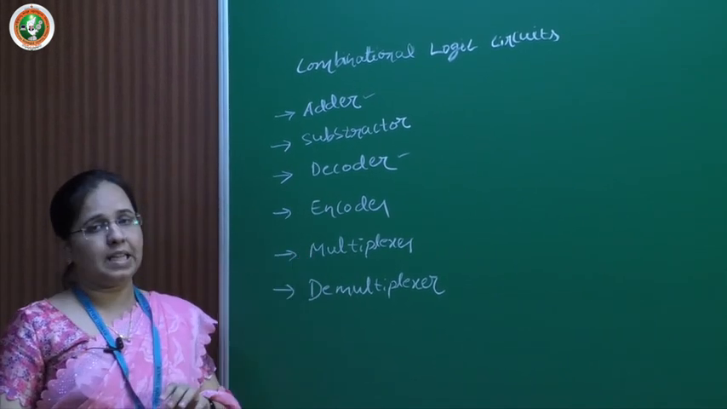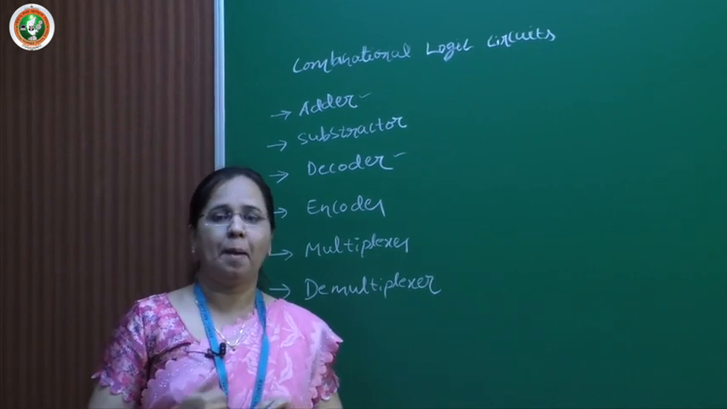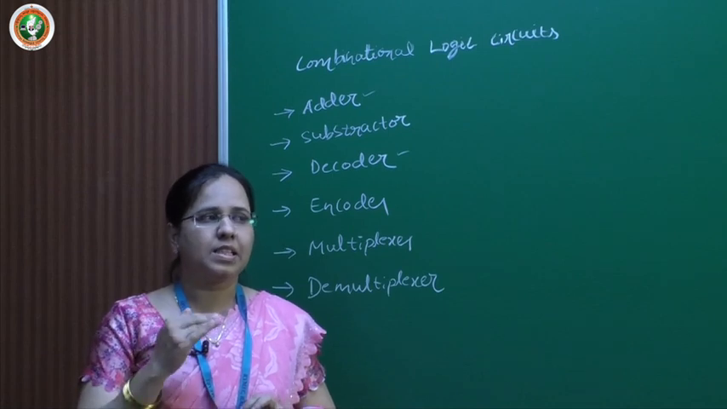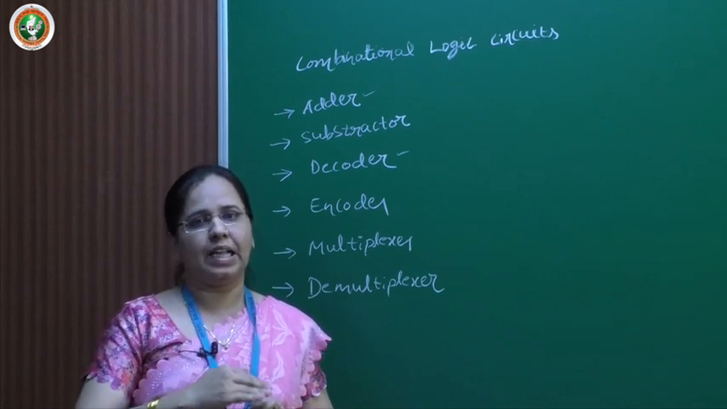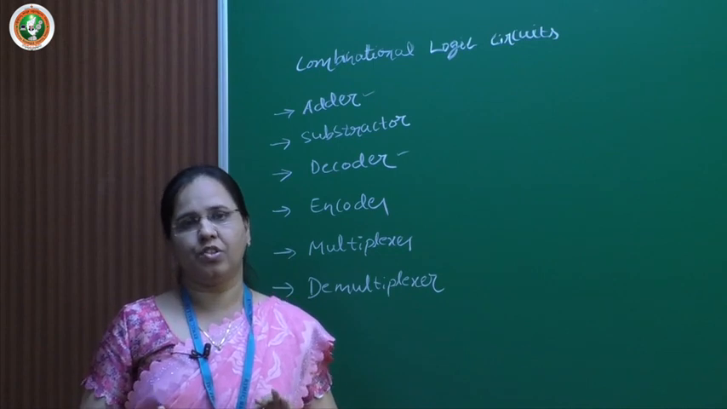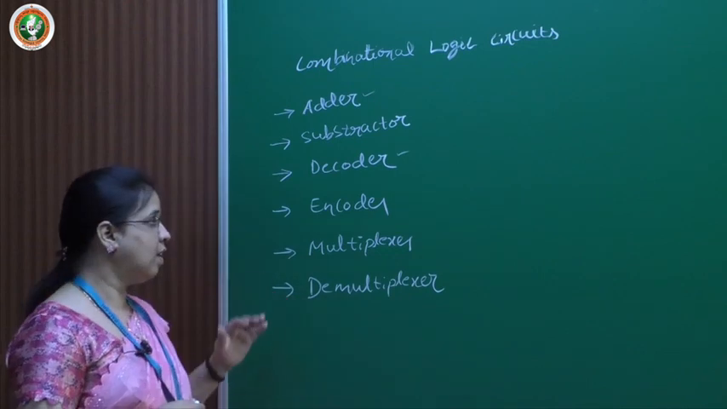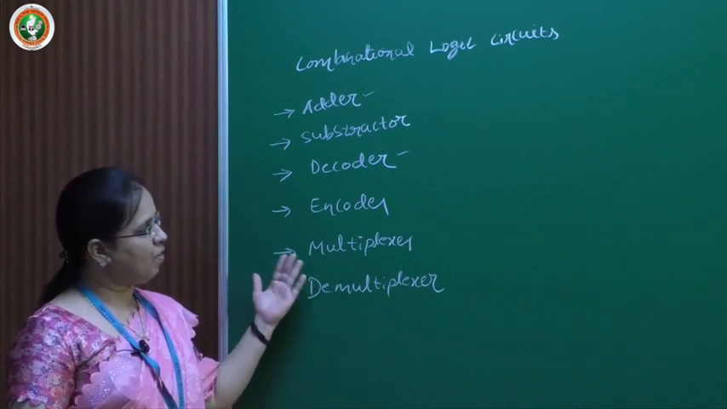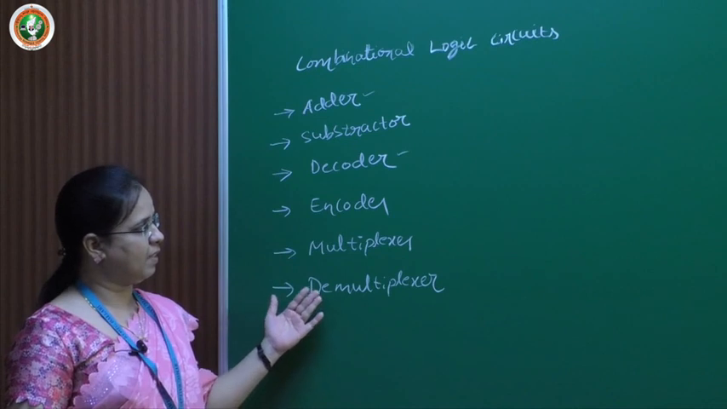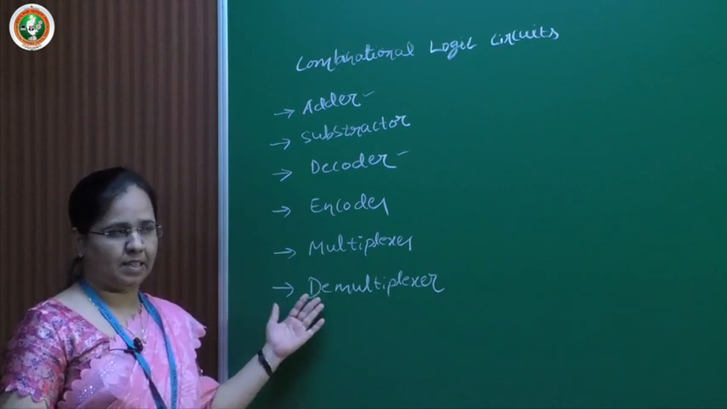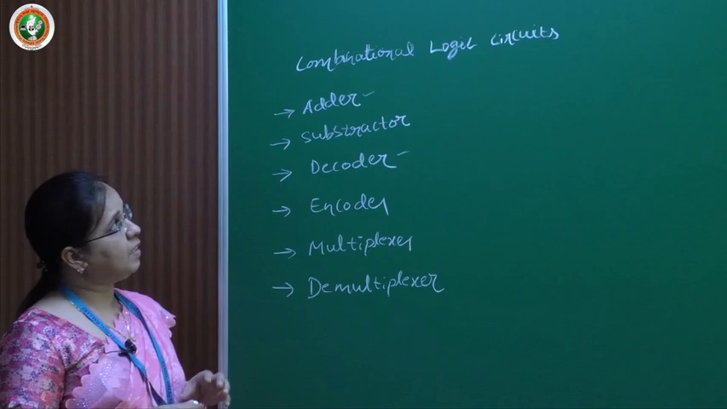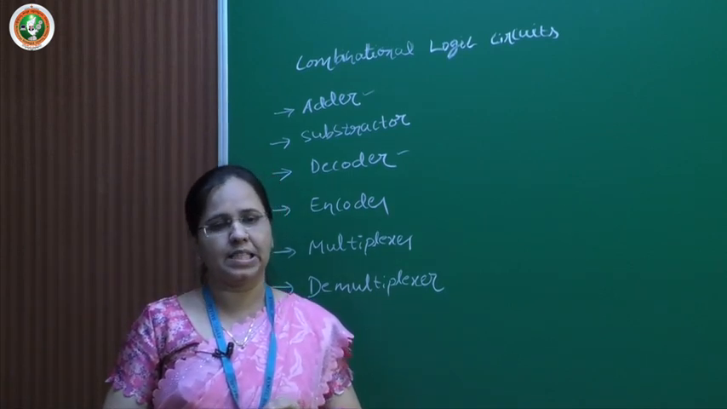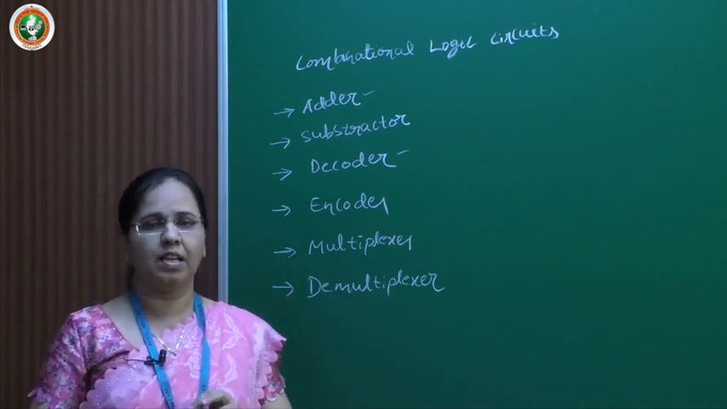And in some cases you will have multiple inputs, and among them I want to select one input and give it as output. In such situations, we make use of a circuit called a multiplexer, and the reverse operation of a multiplexer is performed by a circuit called a demultiplexer. The other details of all these combinational logic circuits, and how we are going to design them, will be discussed in their respective videos in detail.